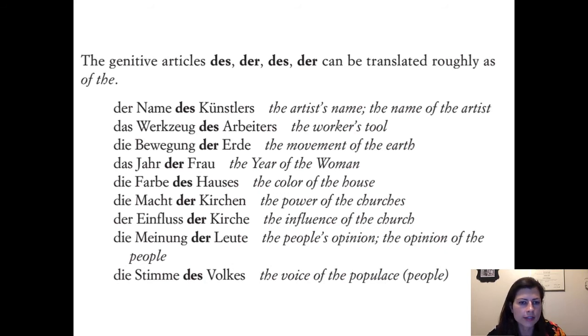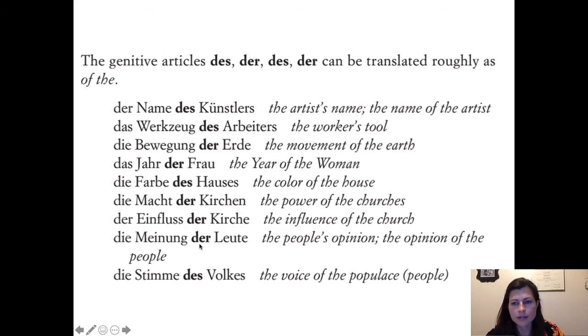So these two right here, die Macht der Kirchen and der Einfluss der Kirche, this is a very subtle situation. See how churches versus just church? It's because Kirche is in the singular, it's feminine, but then Kirchen takes that n, which is actually the plural ending. So because the feminine and the plural both take der in the genitive, that article isn't going to tell you necessarily. The article is telling you that it's either feminine or plural, and you need to look at the ending of the noun itself to tell you whether it's plural.